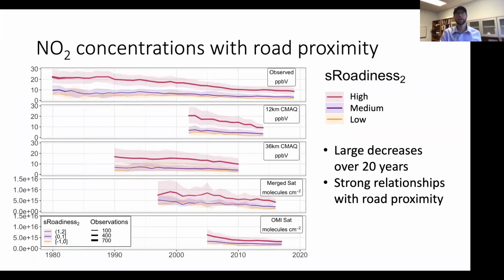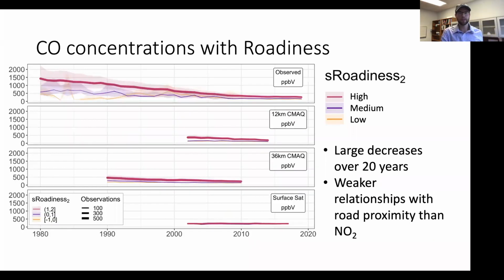And so we can start just by plotting the trends at monitor locations with different roadiness designations. So here I've just separated them into 3 categories, high, medium, and low. Looking at that top plot there for observed concentrations since 1980, you can see there's pretty high stratification between areas that have high roadiness, medium road proximity, and then low. And the models, so 12 kilometer and 36 kilometer CMAQ, do a fairly good job of capturing that. So the high roadiness is definitely higher than the medium and low, and similar with 36 kilometer, although you start to get some similarities in the medium and low. And the satellites too, you get very nice stratification along their time spans.